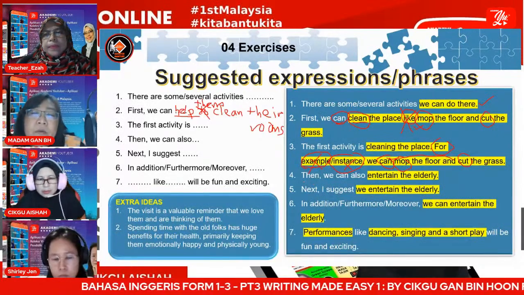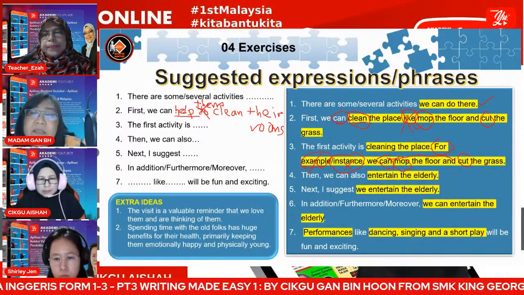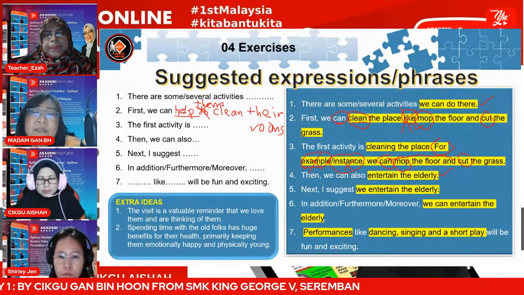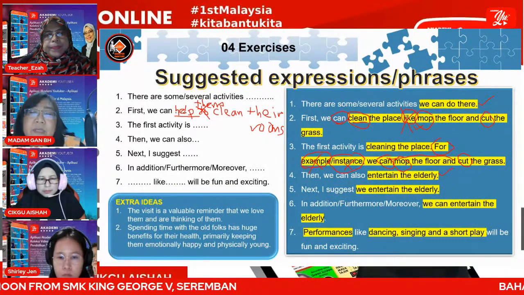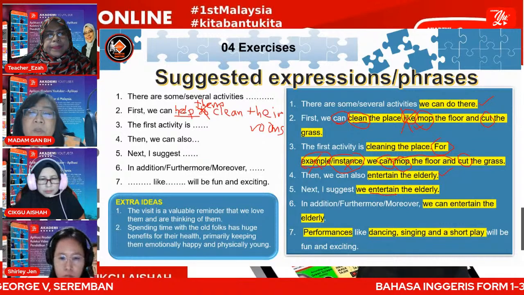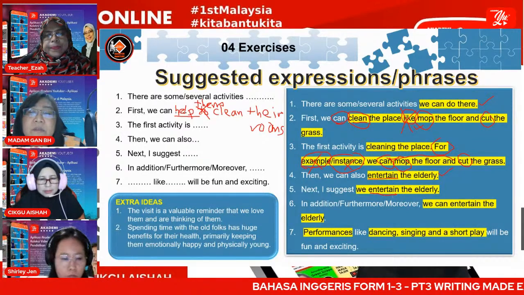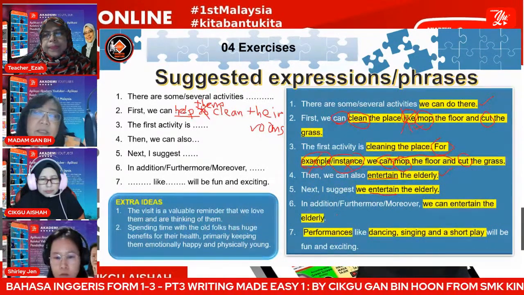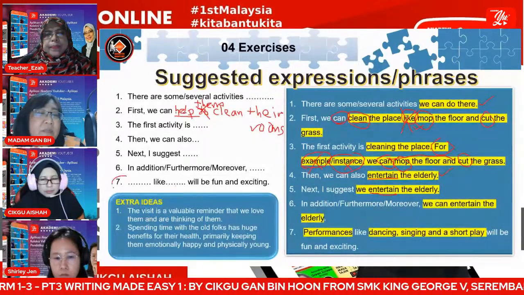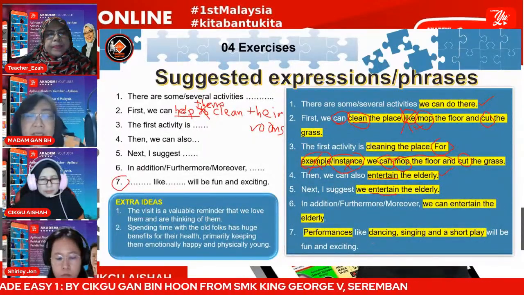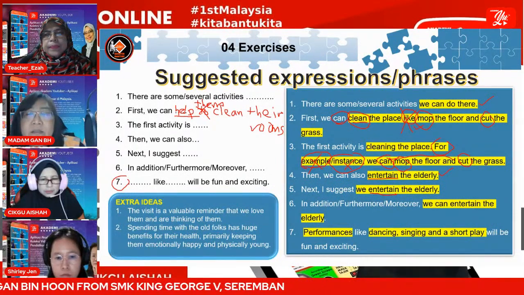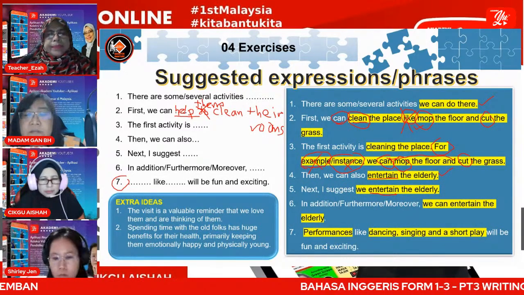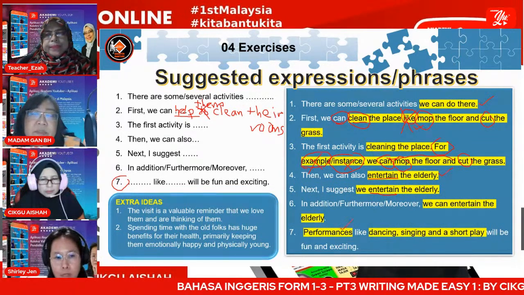Or you can say, then we can also entertain the elderly. Or then we can also entertain the orphans. Next, I suggest we entertain the elderly. So you can see here, all these are the original or root verb. Then you continue. In addition, furthermore, moreover, we can entertain the elderly. The last one here, number 7, you can write performances like dancing, singing, and a short play will be fun and exciting. So these are the examples.